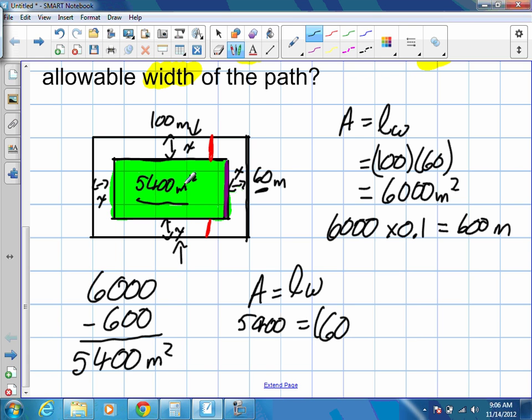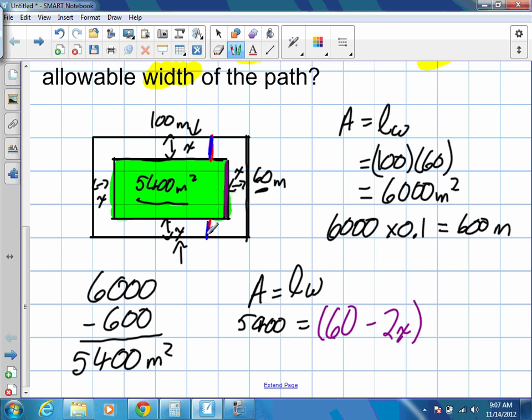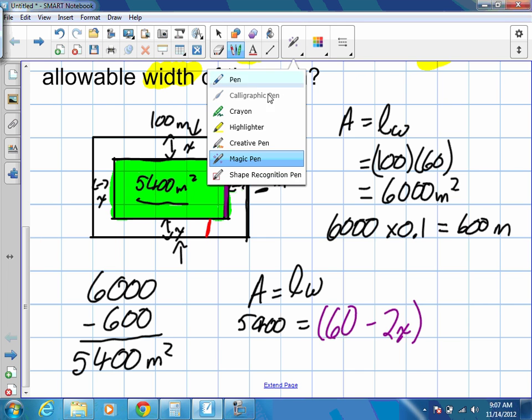So this purple length, and I guess I'll draw it in purple so it helps us make sense here, is 60 meters. That was the length of the whole thing. Subtract 2x. Those are those two widths of the path, this one here and this one here. We subtracted. Your quiz was a little different. It was adding something to it, right? This one we're reducing.